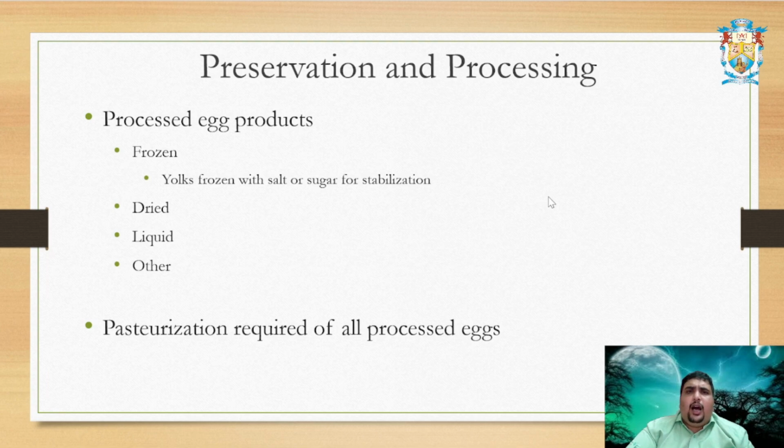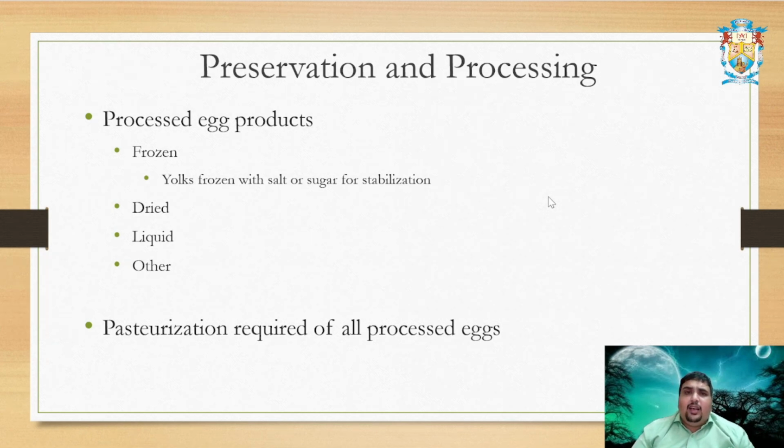Next, we talk about preparation and processing. What are the different products of eggs, or how are the eggs processed? First one, you have frozen eggs, where the eggs are frozen separately. Maybe egg white separate, egg yolk separate, or yolks frozen with salt or sugar. They stabilize. Salt stabilizes the egg yolk, as it doesn't allow it to go rancid very fast.